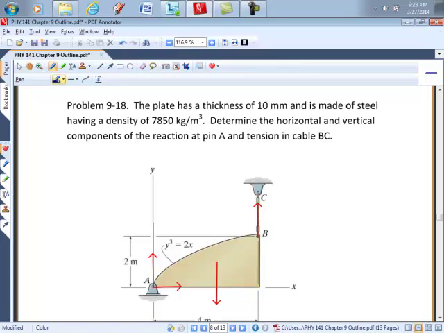So label those. That's AY, AX, call that TBC, tension in BC. Or I could call it FBC as well. Doesn't matter. And the weight. And the weight is going to be acting at the centroid.